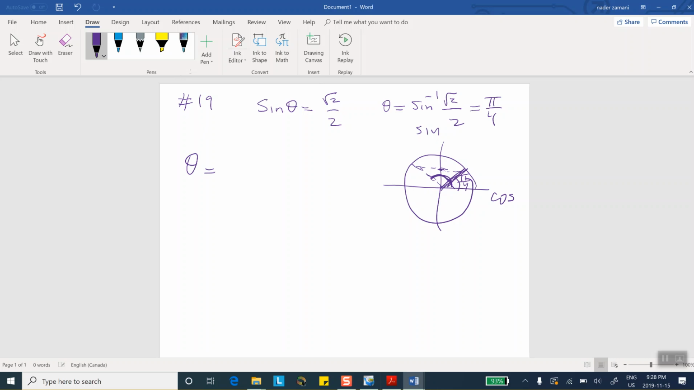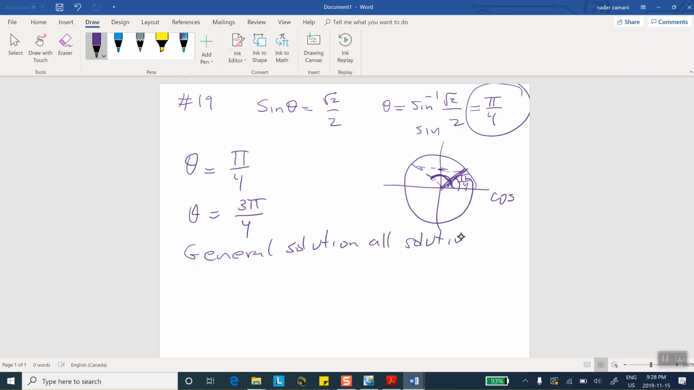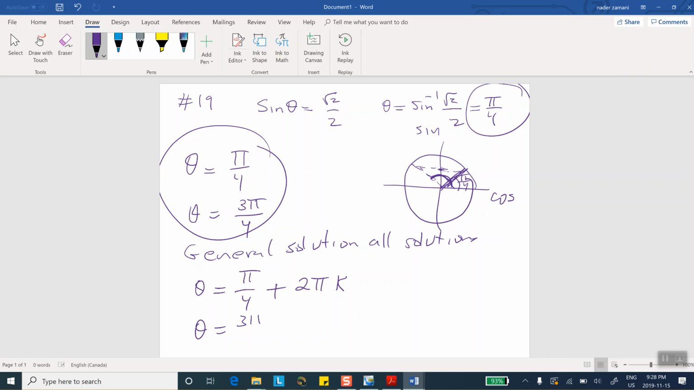So we found two things. One equal to pi over 4, and the other equal to 3 pi over 4. If you simply rely on your calculator, you can get that, but you will not be able to get the other one. So the general solution, or all solutions, just write the ones that you found in one period. Theta equal to pi over 4 plus 2 pi k, and theta equal to 3 pi over 4 plus 2 pi k, where k is equal to 0, plus or minus 1, plus or minus 2, etc.